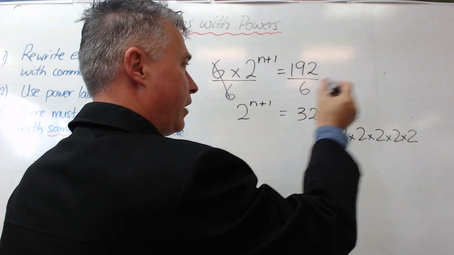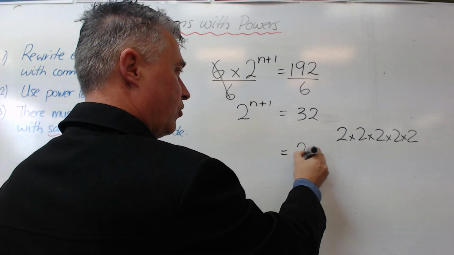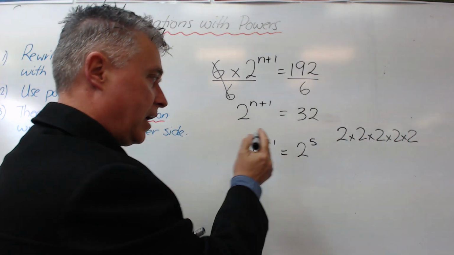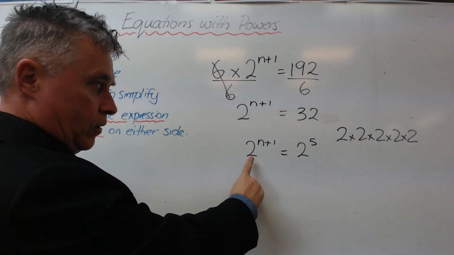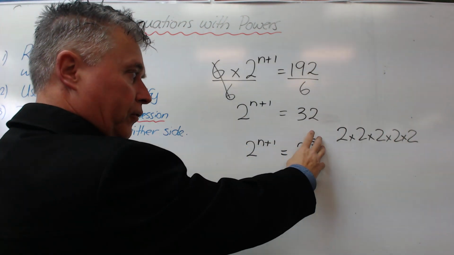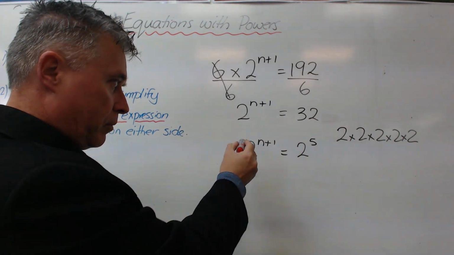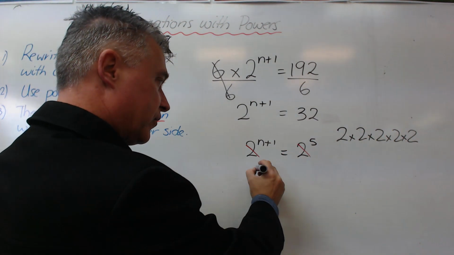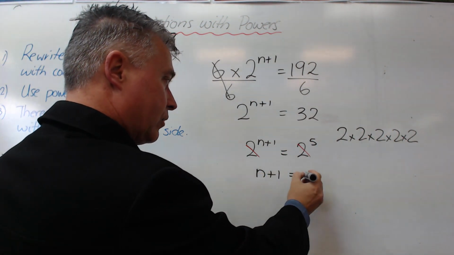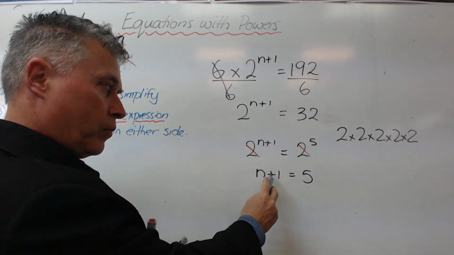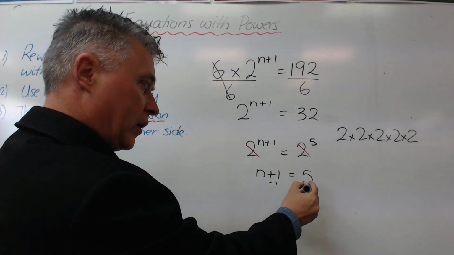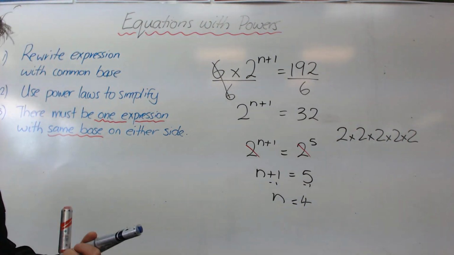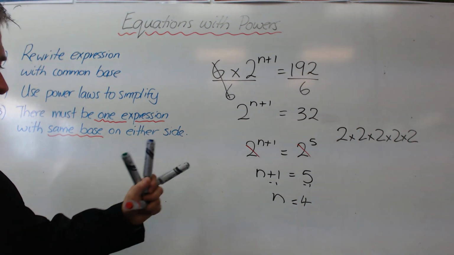1, 2, 3, 4, 5. So I can rewrite that as 2 to the power of 5 and 2 to the power of n plus 1. At this point, when I've got the same base on both sides, I can drop the base and just deal with it like a linear equation, solve it for n. n plus 1 equals 5, minus the 1, so n equals 4.